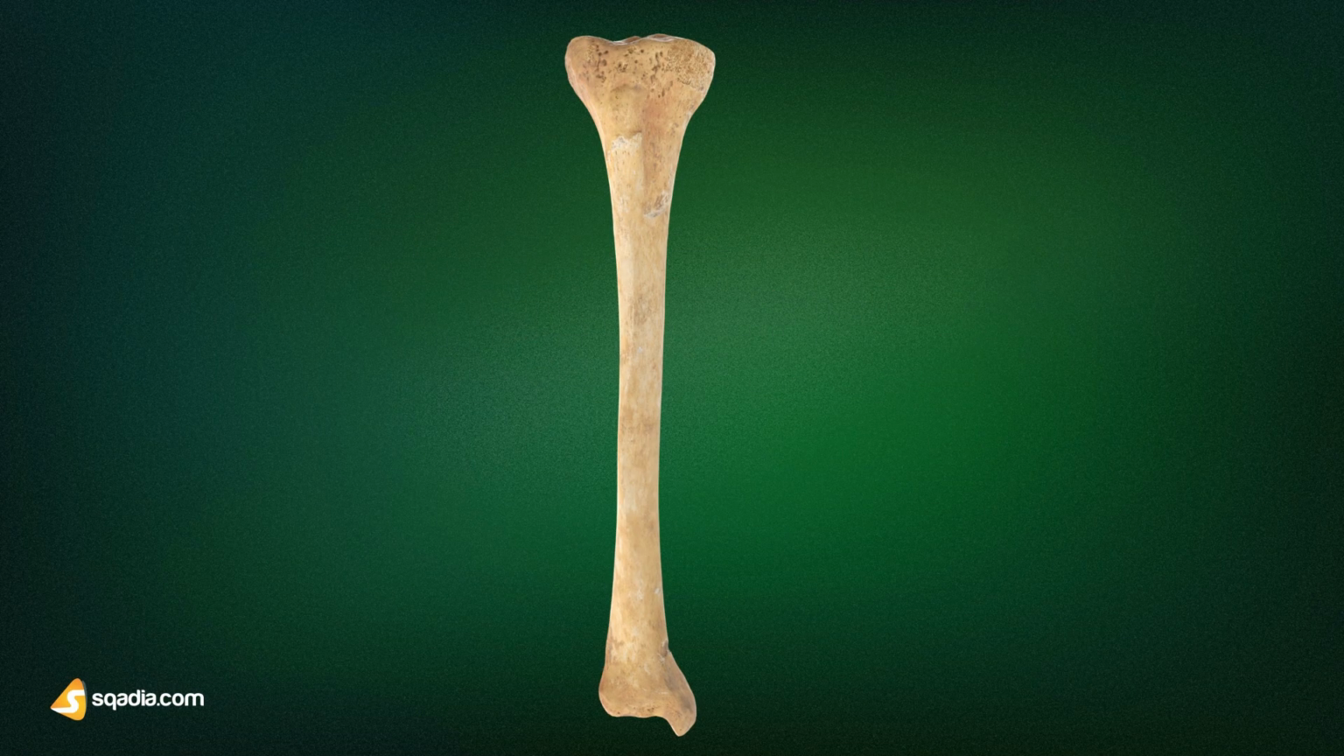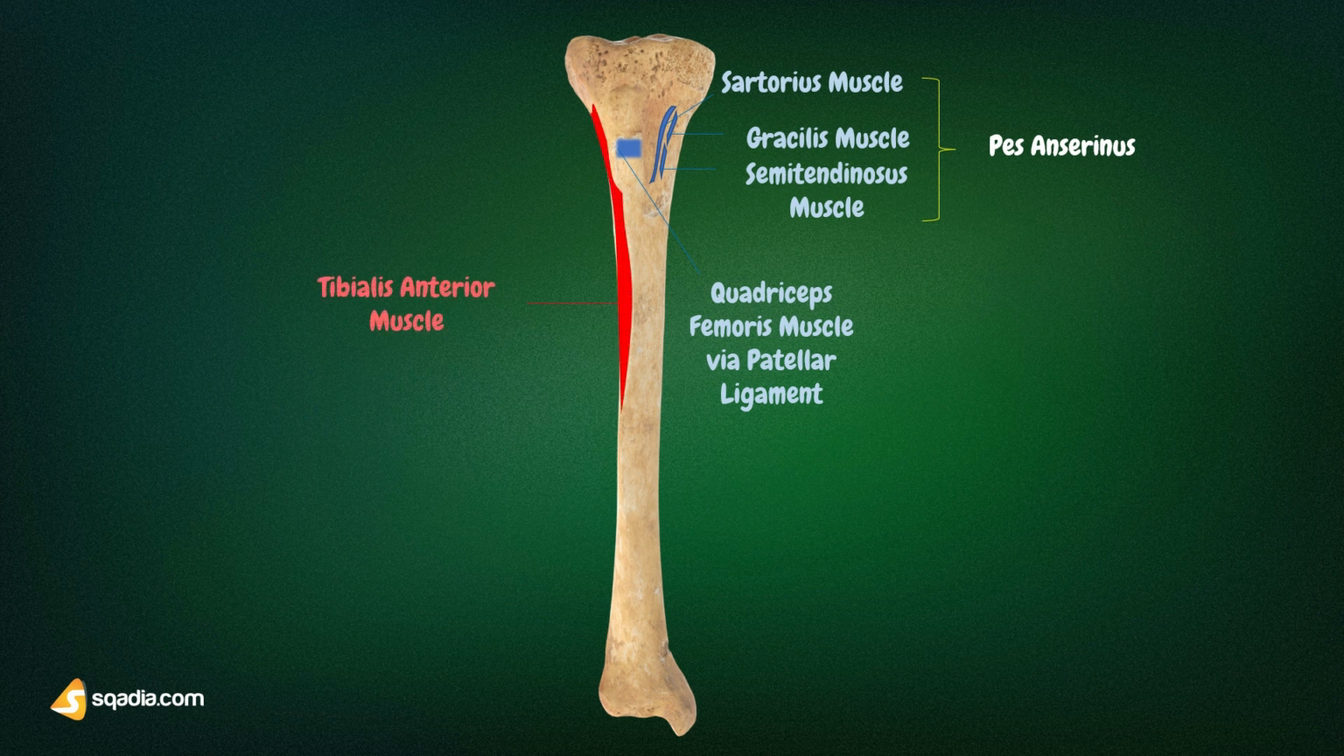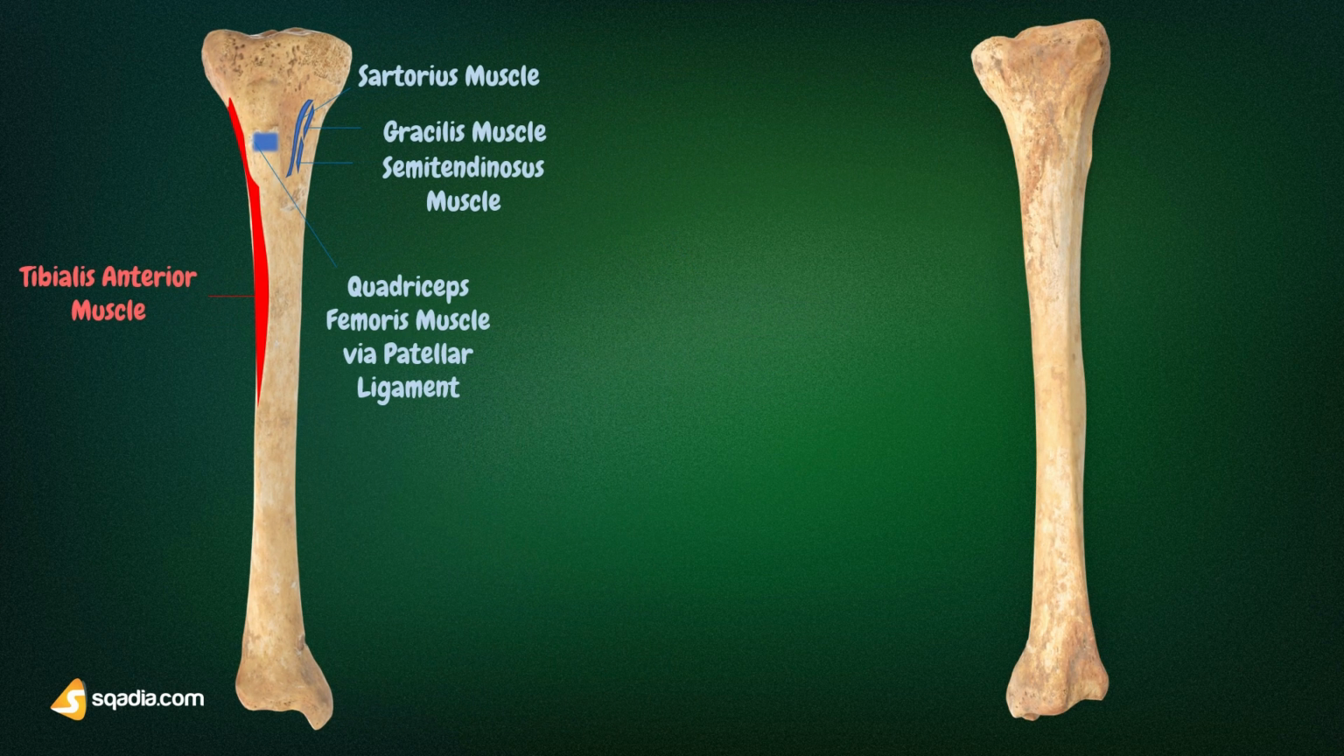Now if we look at the muscular attachments at the tibial bone. The first muscle is the sartorius, which is attached at the medial surface of the upper end. The gracilis muscle is attached a little lateral to the sartorius muscle. Distal to the gracilis muscle is present the semitendinosus muscle. All these 3 muscles of the upper end are called pes anserinus. The quadriceps femoris muscle is attached to tibial tuberosity via a patellar ligament. The tibialis anterior muscle is attached to the lateral surface of the shaft.